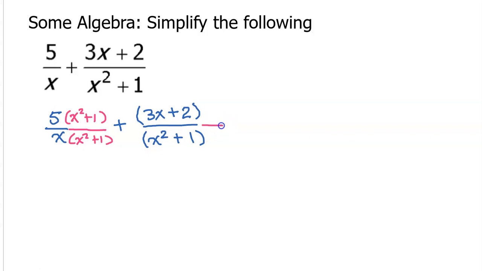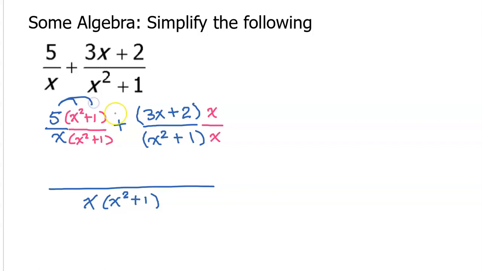On the right hand side, we notice that the first denominator has an x. So that means the second denominator will also need an x, so we multiply by x over x. Now we have like denominators, so we can combine these two rational expressions into one. We will certainly keep the common denominator of x times x squared plus 1. But let's go ahead and do the distributive property so we can get rid of the parentheses.